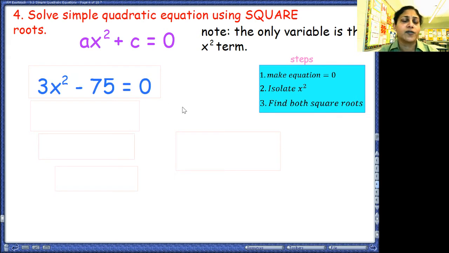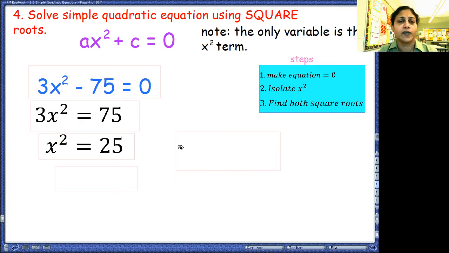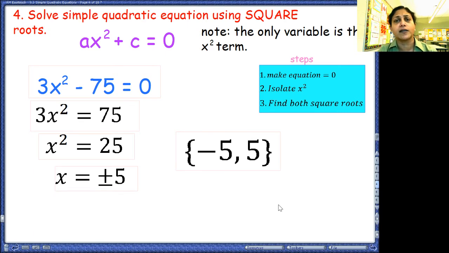So here's our first example. We have 3x squared minus 75 equals 0. We want to move the 75 over, divide both sides by 3, and then if x squared is 25, then the square root of 25 is positive or negative 5. That means there are two solutions to x, and you're going to write them in a solution set in order. Let's try another one.